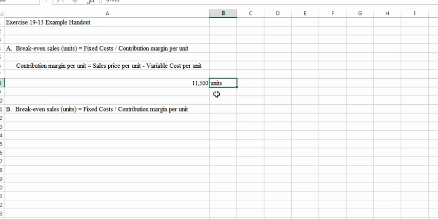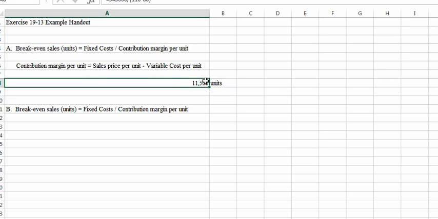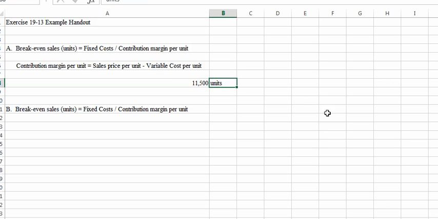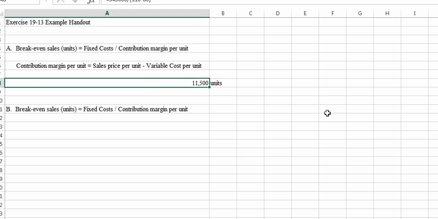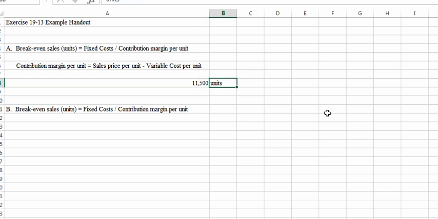at a sales price of $110 each. Given this level of fixed cost and with variable cost at $80 per unit and fixed cost at a total of $345,000, we'd have to sell 11,500 units to break even. As soon as we sell 11,501 units, we're into profit.